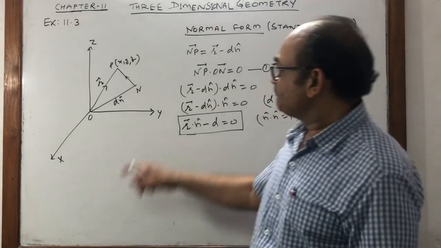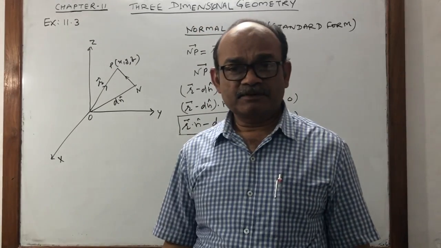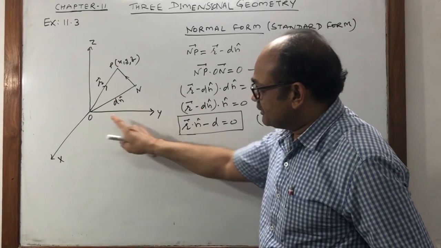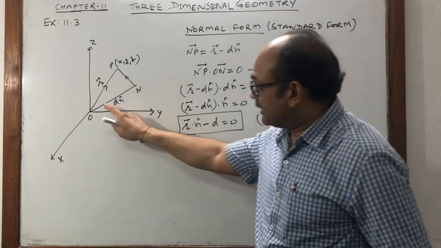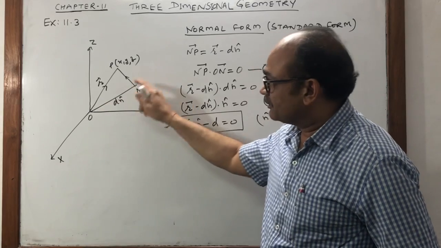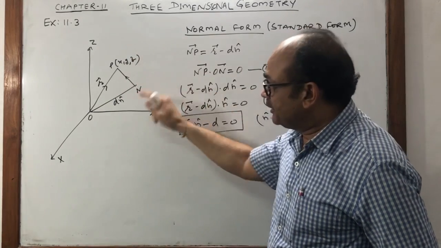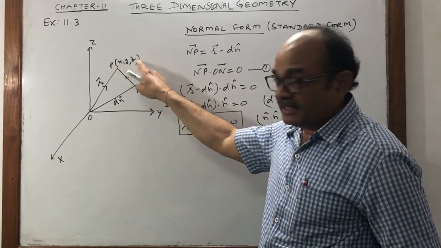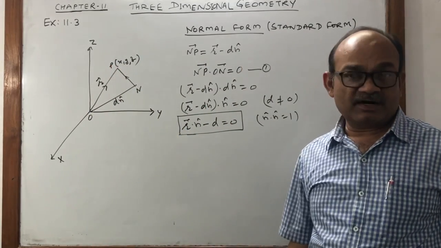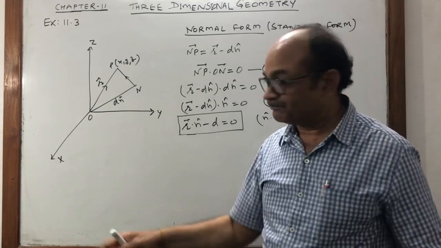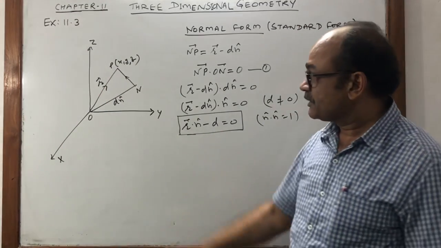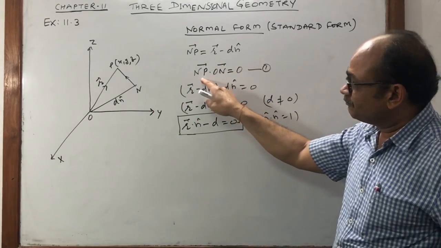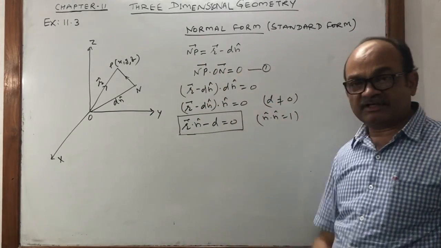First we are starting with the normal form of the plane. Suppose we have in the 3-dimensional O is the origin and ON is the normal to the plane. At any point on the plane, general point what we say P(x, y, z), and its position vector suppose R, जो हमेशा मानते ही हैं, position vector is R. Now we see that NP and ON are perpendicular.